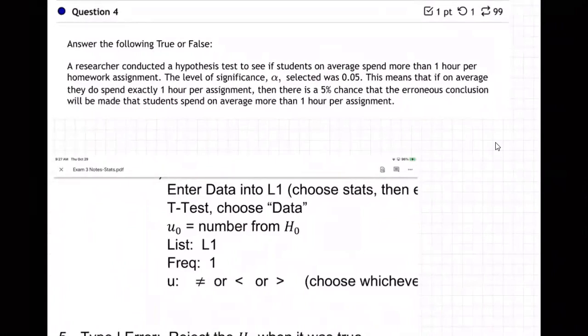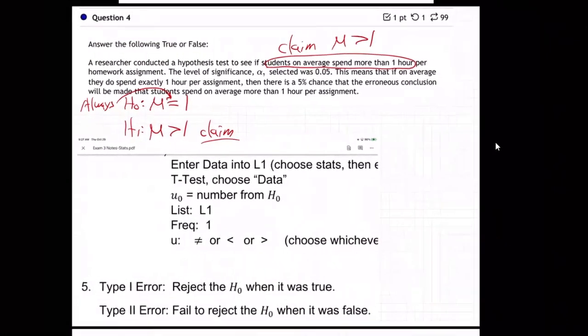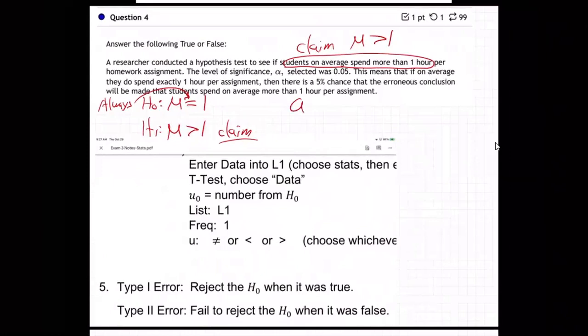So back to what we were talking about. H0 here, this right here: students on average spend more than 1 hour. That's the claim, right? Mu is greater than 1. The H0 is always equals. The H1 therefore has to be the same as the claim, right? And remember how we set up hypothesis tests. So now, what does this all mean? Well, the alpha level on this one, they're saying is 0.05. Alpha 0.05. What does an alpha level mean?